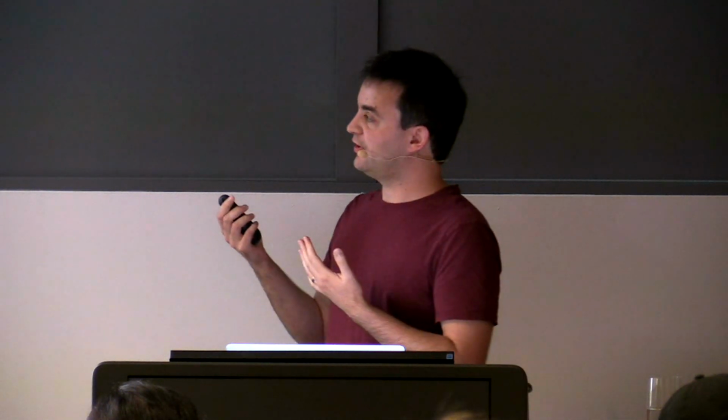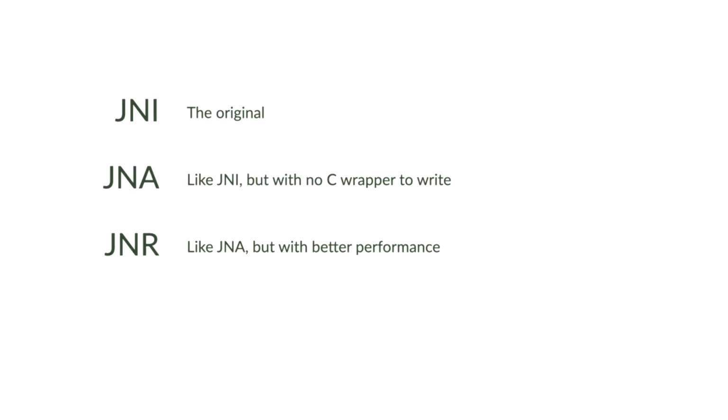So then, of course, another thing came along that improved on that. So JNR came along. It is an open source library as well. It is quite widely used. In particular, it's used by things like JRuby, so it is quite battle tested. It has the nice developer experience of JNA, but it also has much, much better performance as well. It's still not quite as good as JNI, but it's likely good enough for most scenarios.